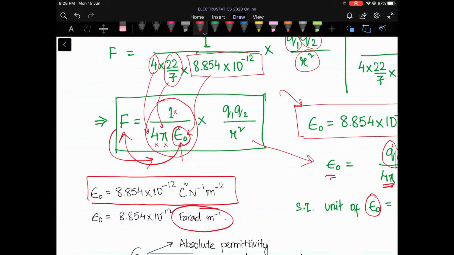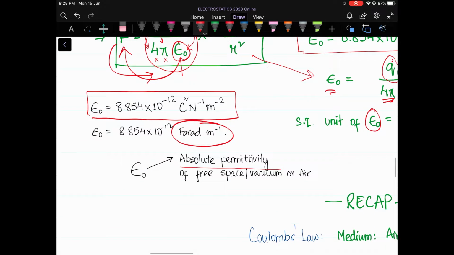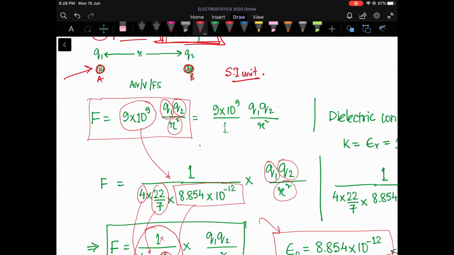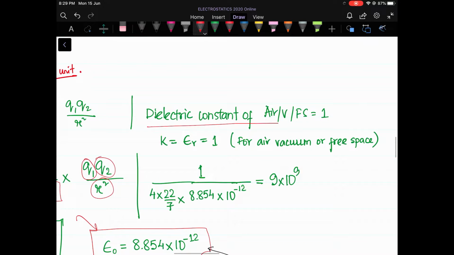Now this epsilon naught that we have got by writing this constant 9 into 10 to the power 9 in this form is known as the absolute permittivity of free space or vacuum or air. One more thing you can note here: if you remember, I've written here a 1. This 1 below the 9 into 10 to the power 9, I will call the dielectric constant of air, vacuum or free space. The symbol we can use is K or epsilon R. Another name, instead of calling it dielectric constant, we even call it relative permittivity. That means if anybody asks you, what is the dielectric constant of air? You have to say it is 1. Vacuum 1, free space 1. Or if they are asking you relative permittivity, then also the answers are the same.